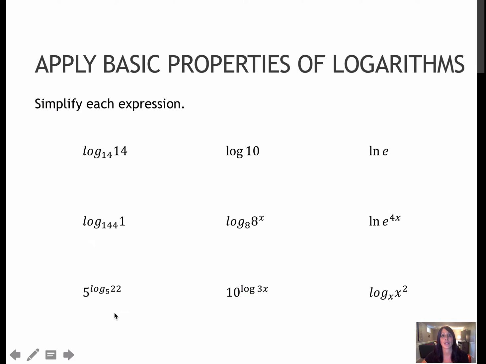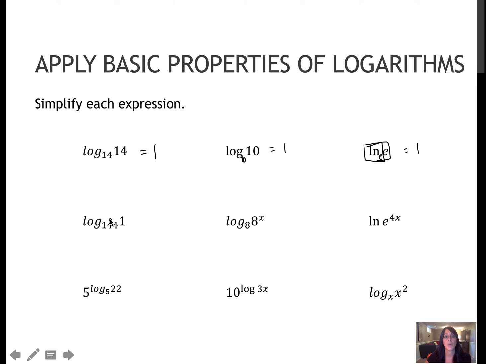So let's talk about how this can make life a little bit easier for us if we're trying to simplify logarithms. Here, 14 to the what equals 14? This is obviously 1. 10 to the what equals 10? Remember, if there's no number, that's the common log. So 10 to the what equals 10? That's 10 to the first. This one, remember, if it's a natural log, the base is e. So it's saying e to the what equals e. So essentially, natural log and e, these things end up canceling out, and I just get 1.